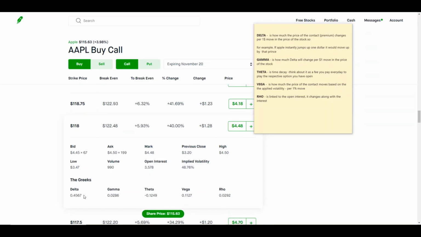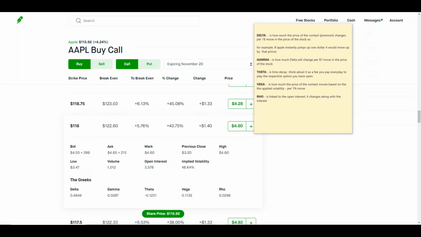Like I said, I pay a lot of attention to delta when opening a call or a put, so I know how much profit I can get every time a share price goes up $1. So that's per dollar how much it's going to go up by based on this value. If it goes up by $2, you're looking at about 0.9 increase in the contract price.